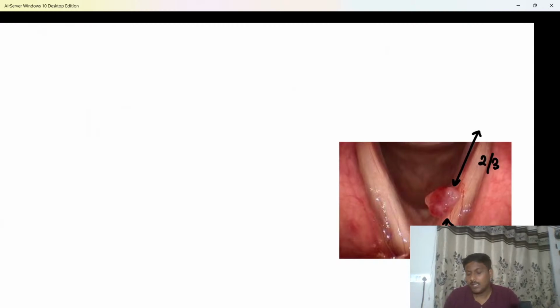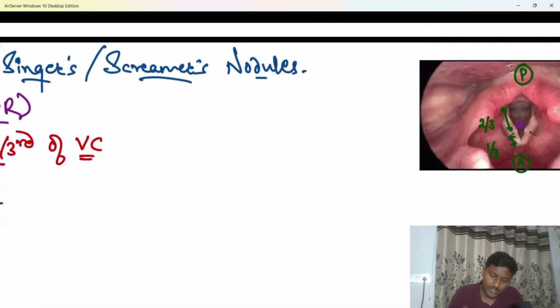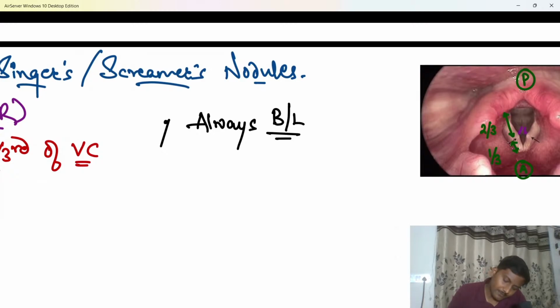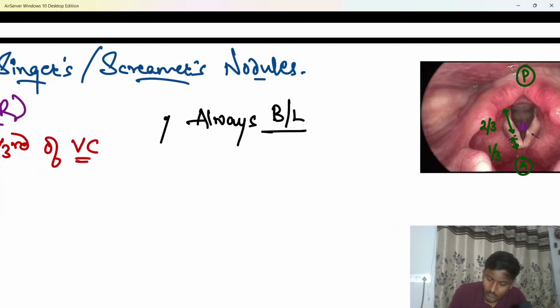The same reason will cause this vocal polyp itself, beta. Okay? So how to differentiate? Two important factors to differentiate. One factor is that vocal nodules are always bilateral, beta. Yes, vocal nodules are always bilateral. Vocal polyp is usually unilateral. One important thing to be remembered.